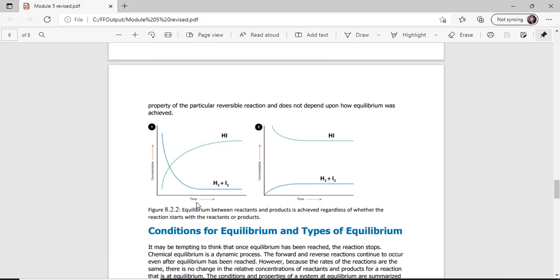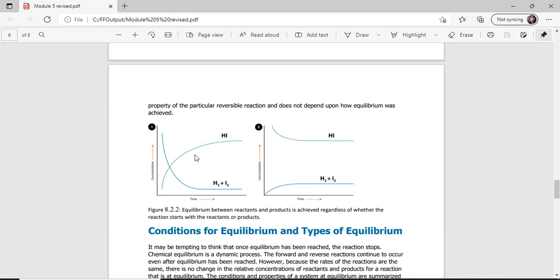Okay, for your letter A and for your letter B, you have here the HI. Then for the H2 plus I2 mixture, equilibrium between your reactants and your product is achieved regardless of whether the reaction starts with reactant or product only. So it will have the same equilibrium balance.